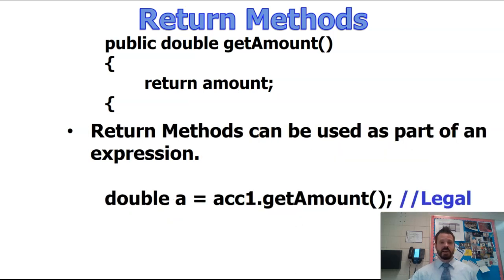Then the last thing we'll say is that return methods can be used as part of an expression. So for example, I could say double A gets the value of account1.getAmount. Okay, because the result of account1.getAmount is going to be this double, whatever that amount is. So then I could assign it to a variable or use it for calculations or print it or do anything with the actual amount.